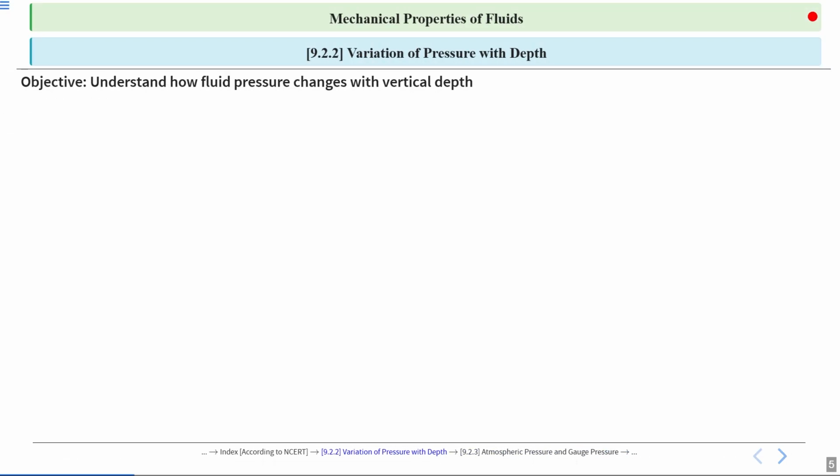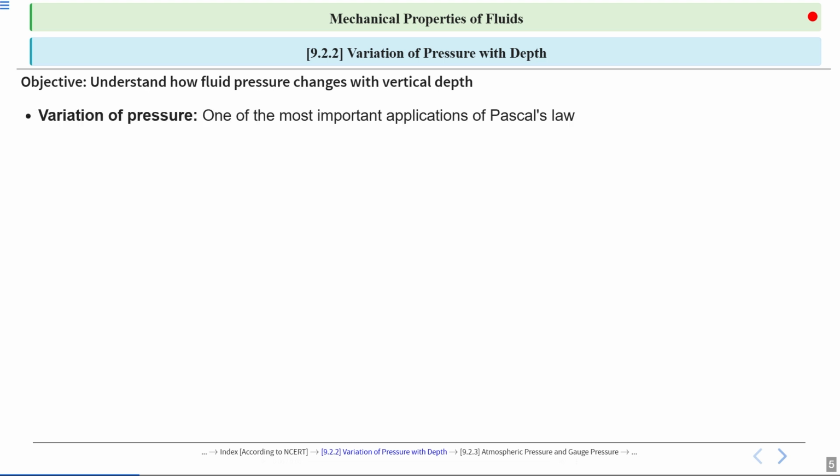So, now we are going to explore how fluid pressure changes with vertical depth. This is a fundamental concept in understanding the behavior of fluids under the influence of gravity. So, variation of pressure. Let's start by discussing the variation of pressure. This concept is a crucial application of Pascal's law, which tells us that pressure applied to a confined fluid is transmitted undiminished throughout the fluid.